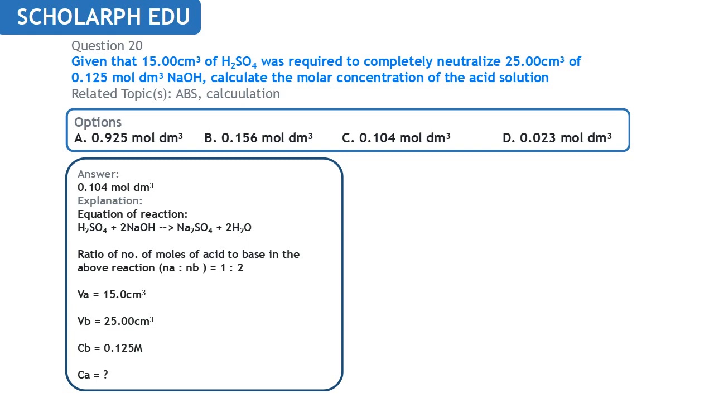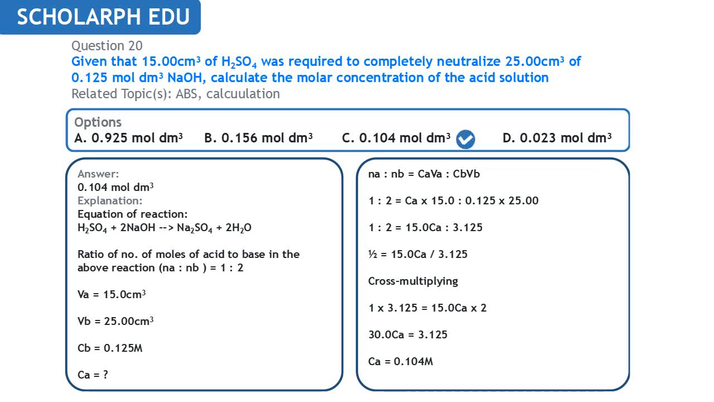You can see from this equation of reaction that 1 mole of the sulfuric acid combines with 2 moles of the sodium hydroxide to form 1 mole of sodium sulfate and 2 moles of water. What we actually need is the number of moles of the acid and the base. So the number of moles of the acid is 1, the number of moles of the base is 2. From the question, we have the volume of the acid as 15.0 cm cube, the volume of the base as 25.00 cm cube, and they give us the concentration of the base as 0.125 mole. We have to find the concentration of the acid.